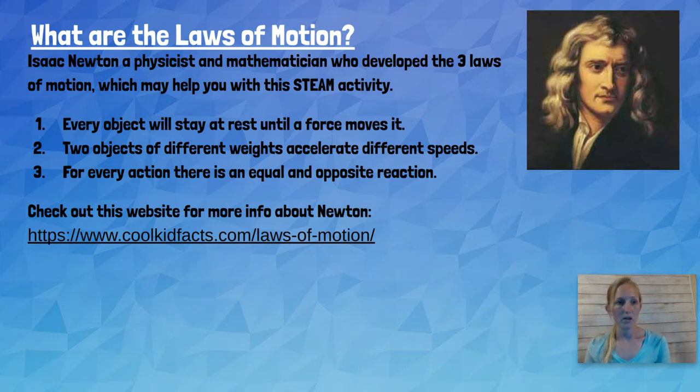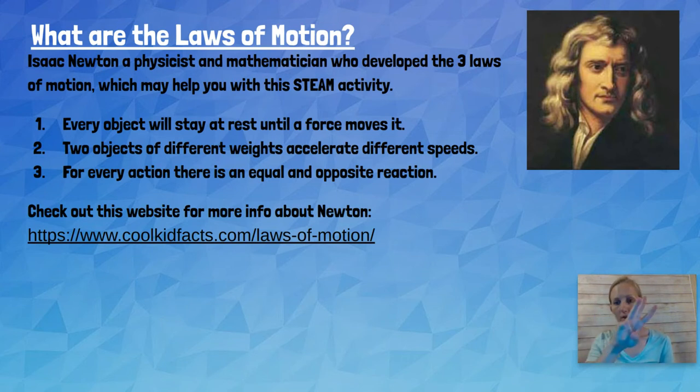A force moves it. Law number 2: 2 objects of different weights accelerate at different speeds. Let's say I have a bouncy ball and I have this ball. Which one do you think is going to go further? Yeah, the bouncy ball, right? Because it's smaller, it weighs less. So if I want them to go the same speed, I'm going to have to push with a stronger force on this one than on the bouncy ball. So 2 objects of different weights accelerate at different speeds.